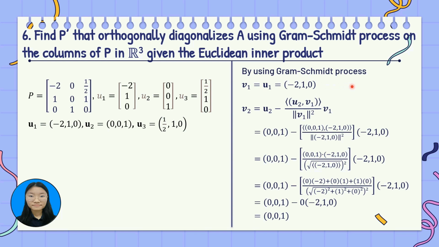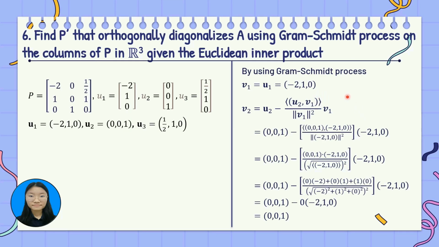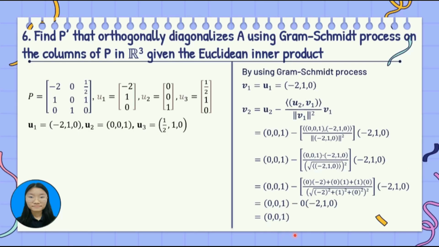By using the Gram-Schmidt process, we denote the new vectors as V, by using the formula given in the Gram-Schmidt process. First step, V1 is equal to U1. Next, we find V2 by using the formula U2 minus the inner product of U2 and V1 divided by the square of the norm of V1, multiplied with V1 that we get from the previous step, which is the vector -2, 1, 0. Then we get the answer for V2, which is 0, 0, 1.